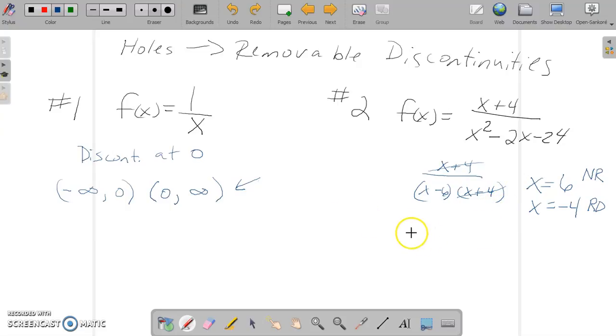Now if we are between negative infinity and negative 4, we're okay. And if we're between negative 4 and 6, we're okay. And if we're between 6 and infinity, we have continuity. But the discontinuity is happening at those 2 points. Okay?